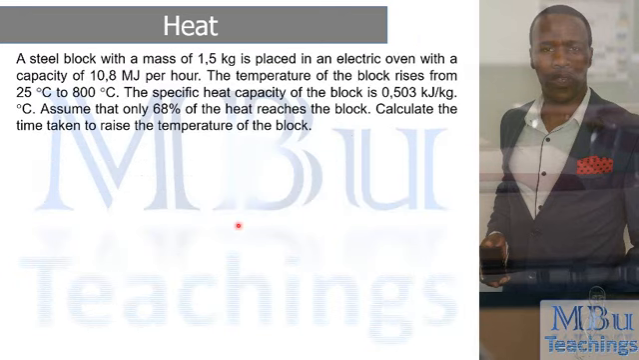Okay, welcome again to the next example. Let me read this example. The steel block with a mass of 1,5 kg is placed in an electric oven with a capacity of 10.8 megajoules per hour. The temperature of the block rises from 25 degrees Celsius to 800 degrees Celsius. That's huge. The specific heat capacity of the block is 0.503 kJ per kg.